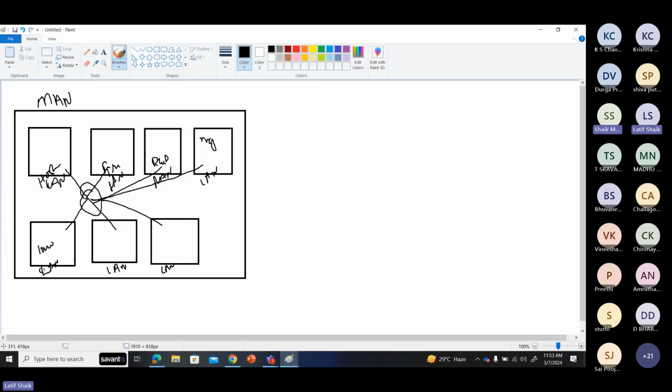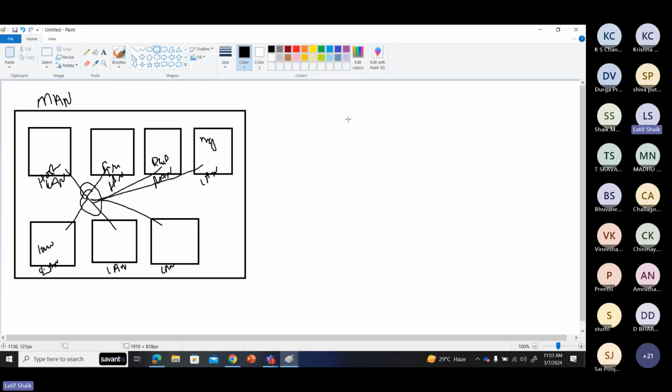So what is a MAN? Metropolitan Area Network, within the city. Not only departments, right? People and different departments in the city can communicate within the city. The geographical limitation is within the city.